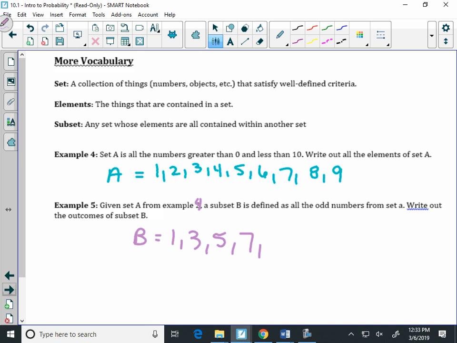7 and 9. Okay. Yes, 11, 13, 15, 17. Yes, those are all odd numbers. Okay. But they weren't in my set A, so I cannot put them in my set B. I can only put elements from A into my subset B. Okay. Questions over that?